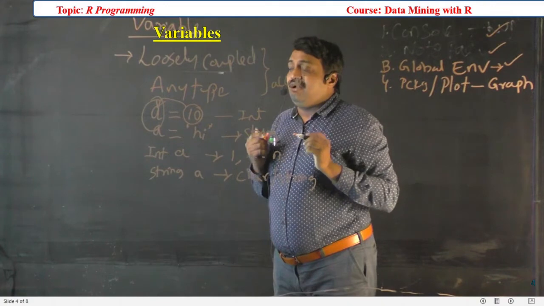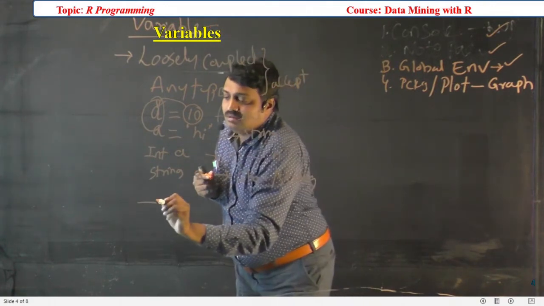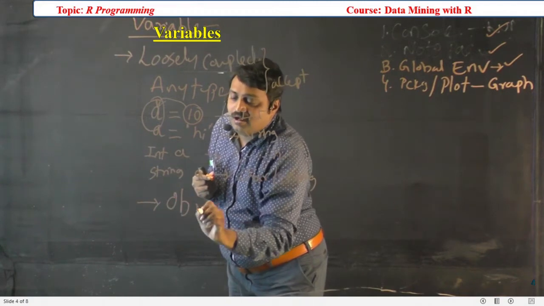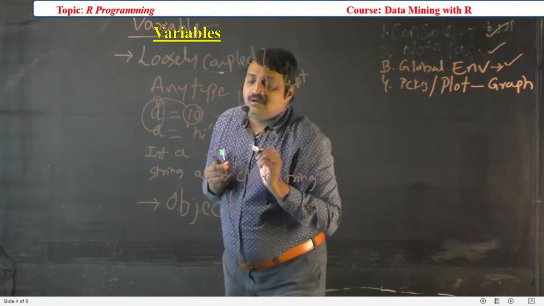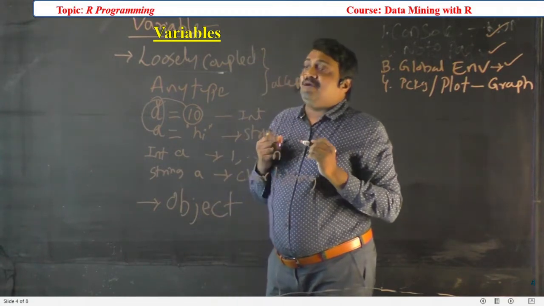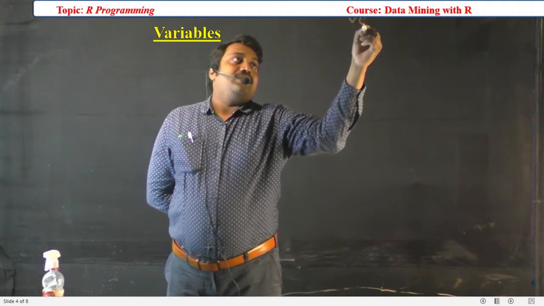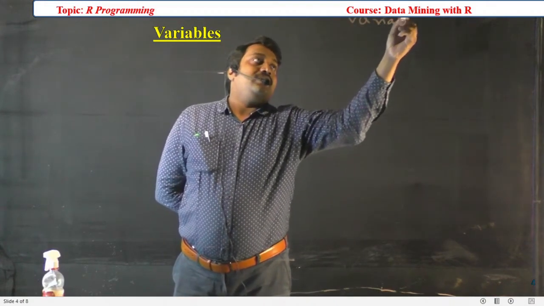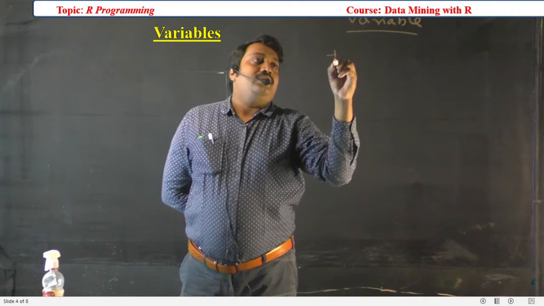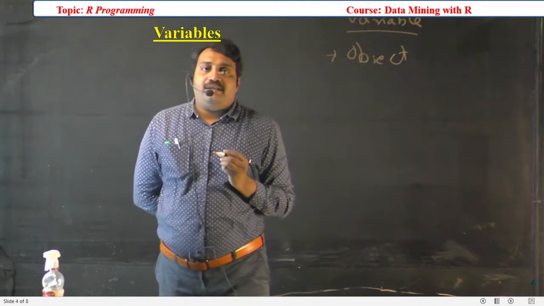Variables are object oriented here. An object can store any type. A variable is nothing but an object in R. Now, how to create an object in R?